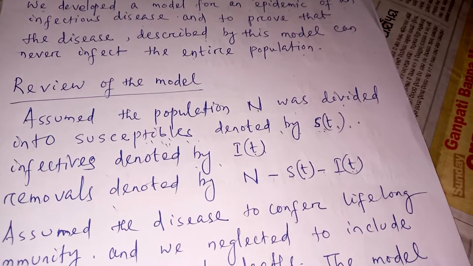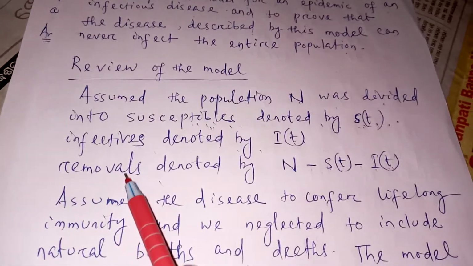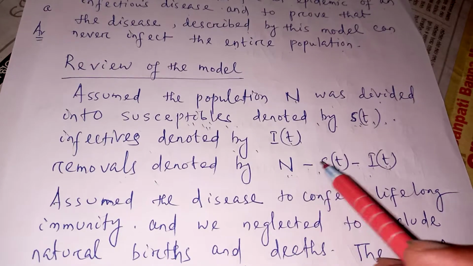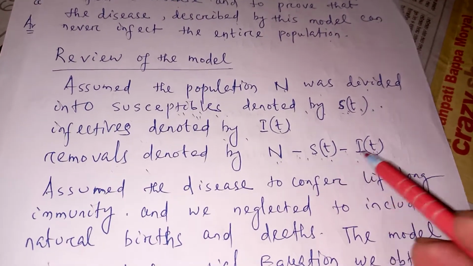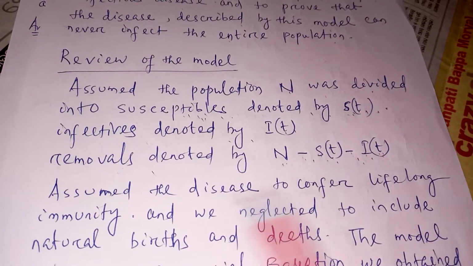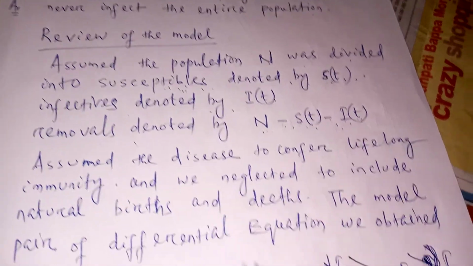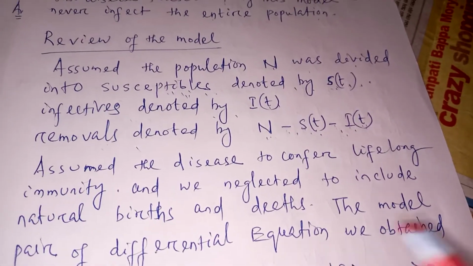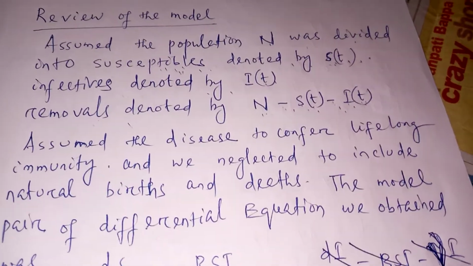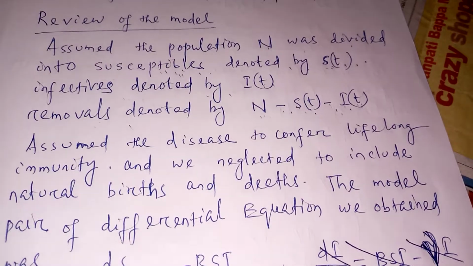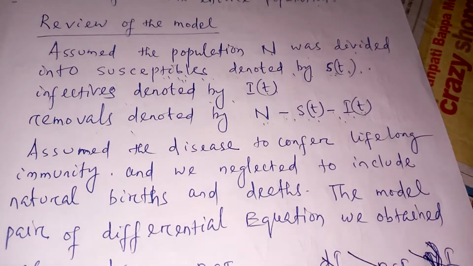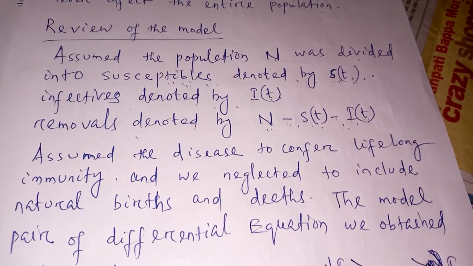How much of the population recovers from the disease? The number of people who recover from the disease is N minus S of t minus I of t: total population minus number of susceptible people minus number of infective people. Assume the disease confers lifelong immunity, and we neglect natural births and natural deaths. We do not include natural births and natural deaths. We count the deaths, recoveries, suspects or infections only due to the epidemic disease.